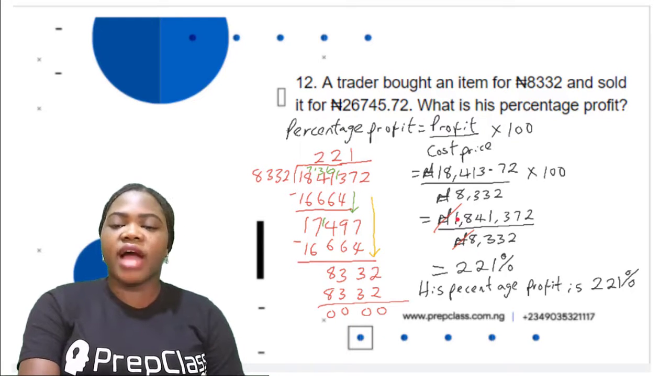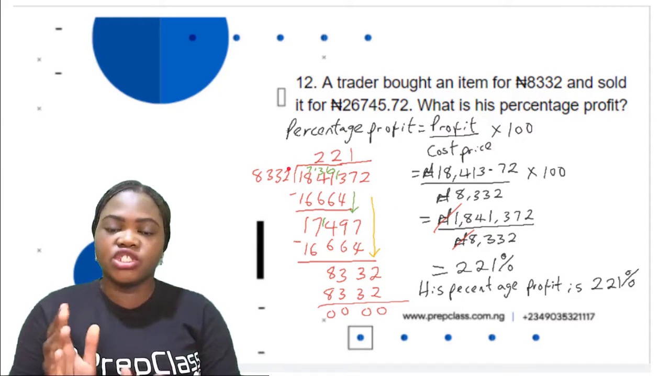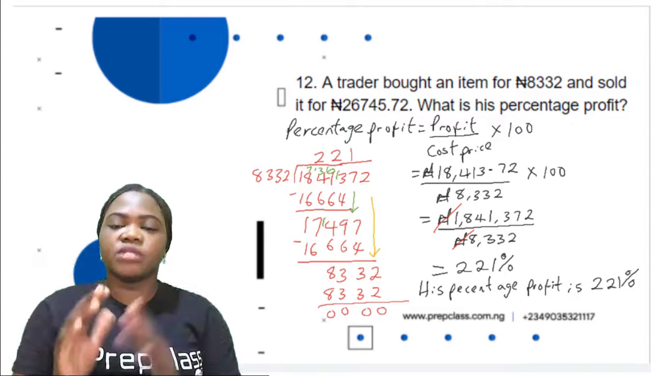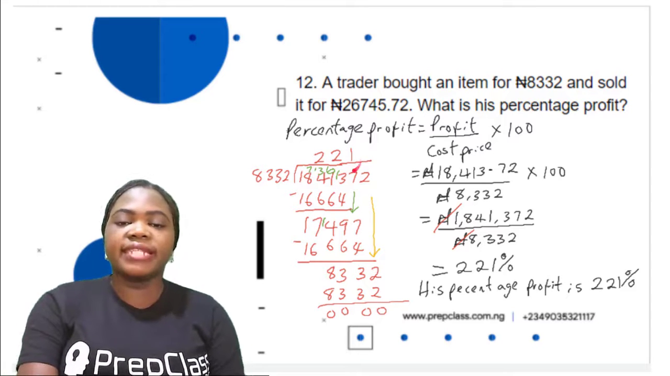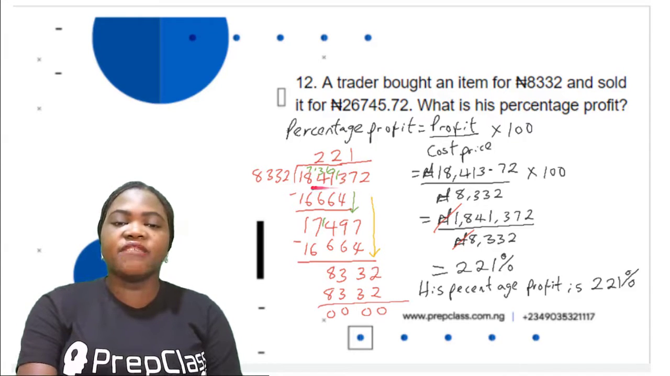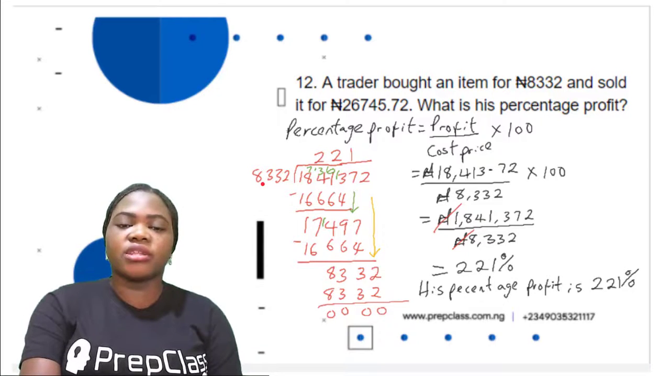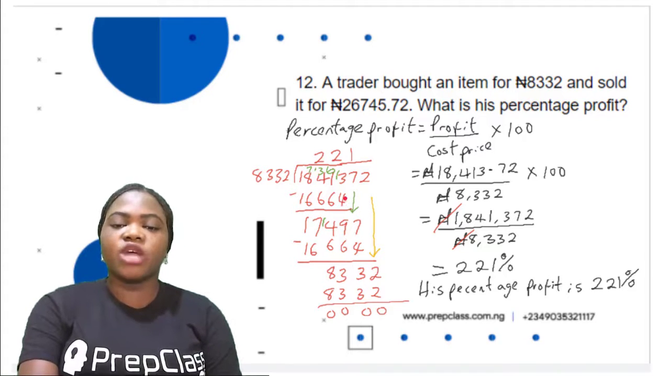Okay, so now let's divide 1,841,372 by 8,332. We can do that here using the long division method. In the long division method, we need to find out the first possible digit that is divisible by 8,332. So 18,413 divided by 8,332 is 2. 2 times 8,332 is 16,664. Now let's subtract 16,664 from 18,413.